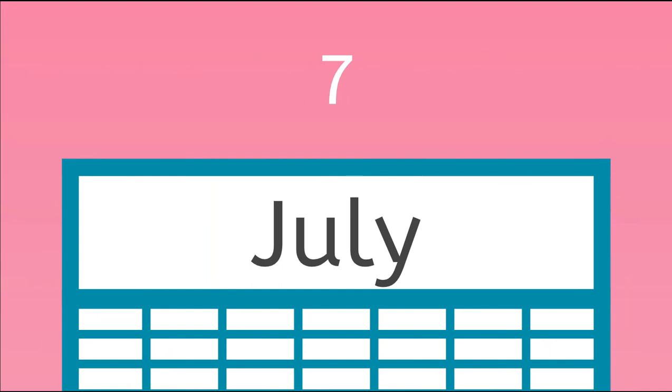July. This is July, the seventh month of the year, or month number 7. There are 31 days in July. Say it with me. July.